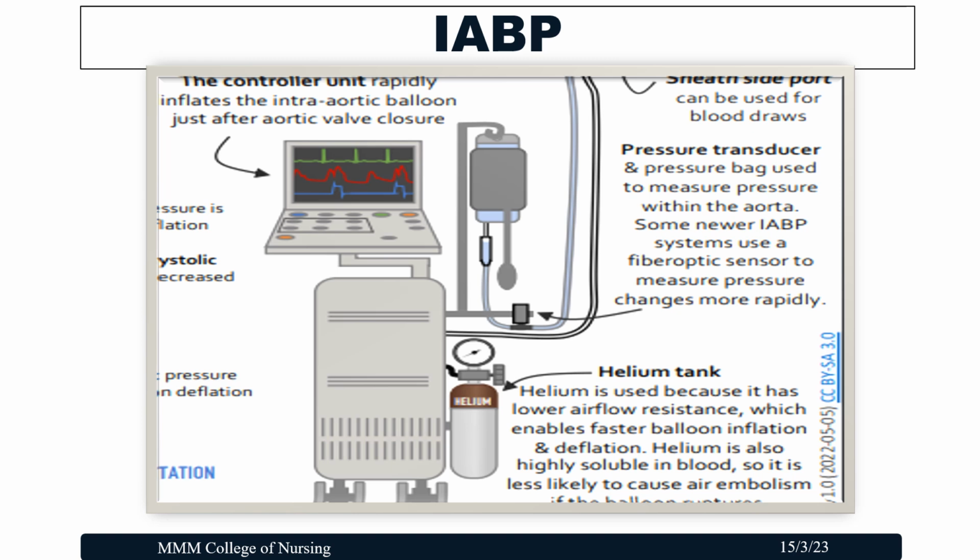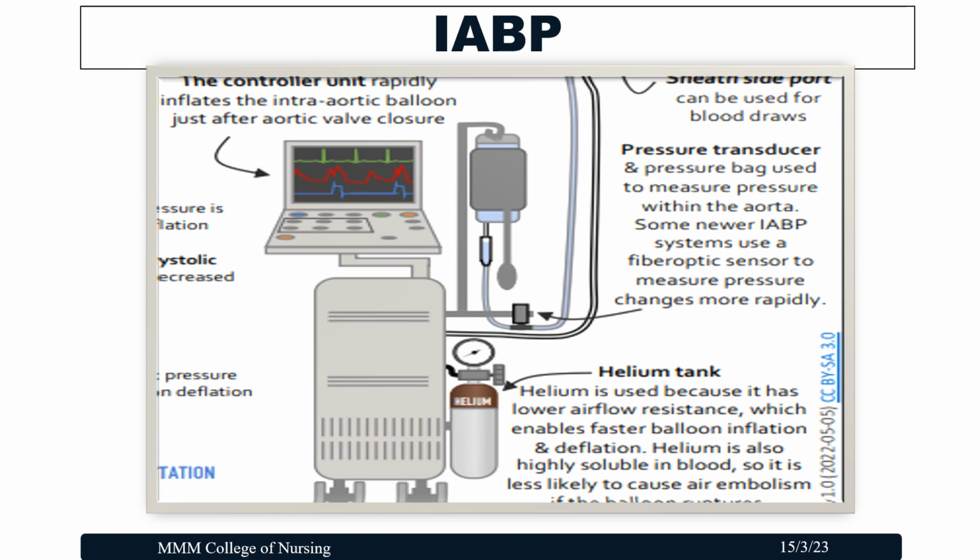This is the setup of an IABP machine. Here we have a controller unit, where we can see the ECG wave changes and the IABP waveforms. This rapidly inflates the intra-aortic balloon just after aortic valve closure. It is connected to a pressure transducer and pressure bag used to measure the pressure within the aorta. Some newer IABP systems use a fiber optic sensor to measure pressure changes more rapidly.